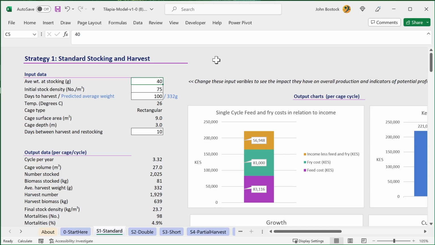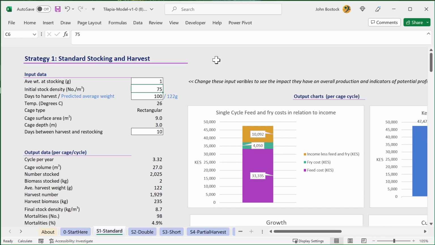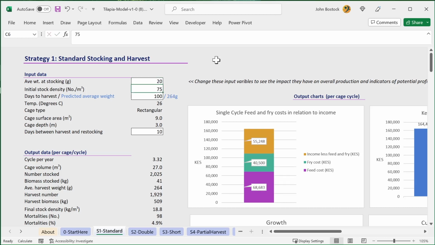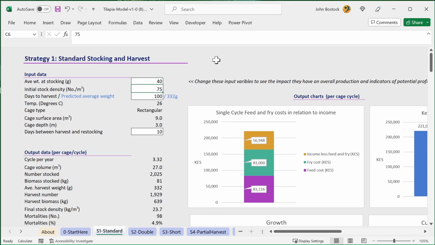The first is the average weight of the fry or fingerlings that you stock. The minimum size you can specify is 1 gram. The model is not intended to be used for very early rearing. Also note that the model has only been tested against data from a growth trial from 40 to 500 grams, so may be less accurate for smaller and larger fish. The accuracy will also decline the longer the growth period.